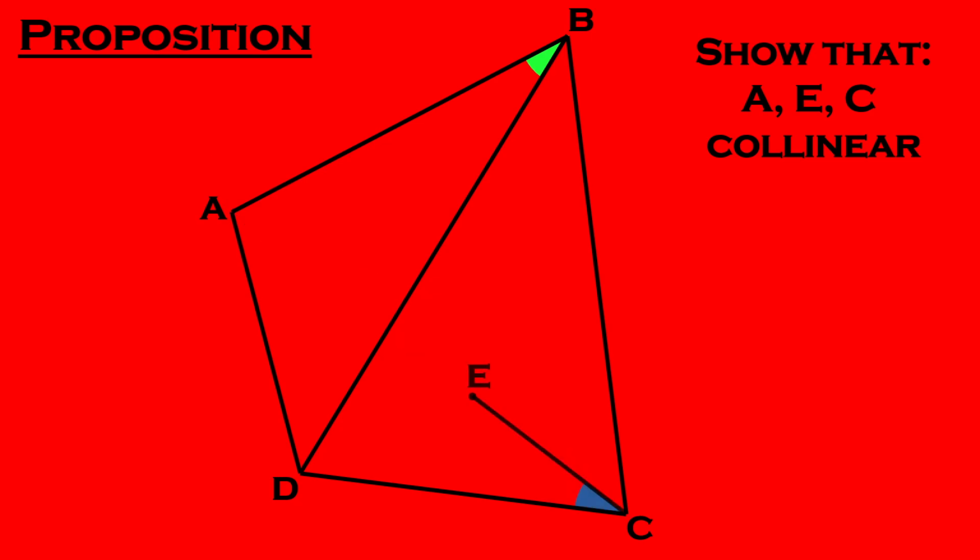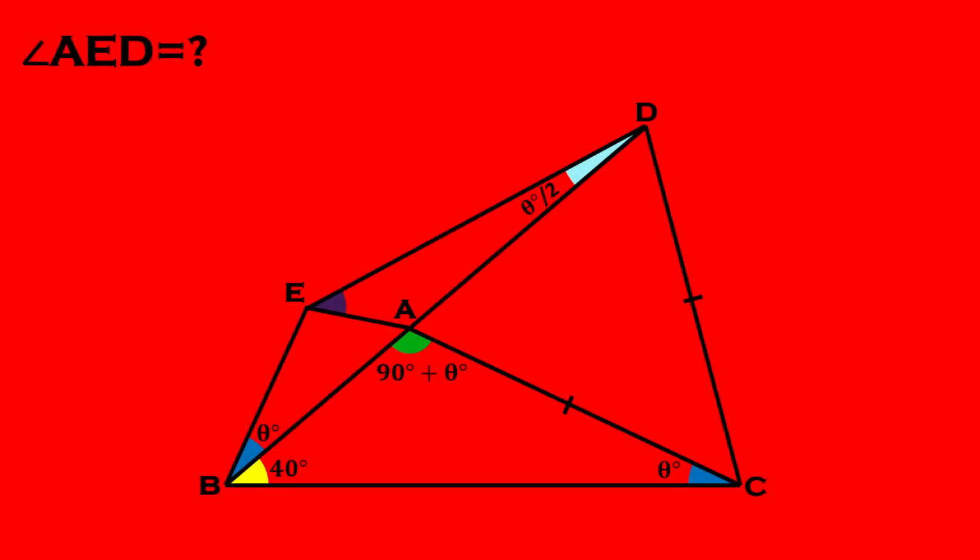Therefore, the only thing that remains is that point E must be such that if we extend EC, it meets AD at exactly point A. And therefore, points A, E and C are collinear. Now, let's return to our original problem.